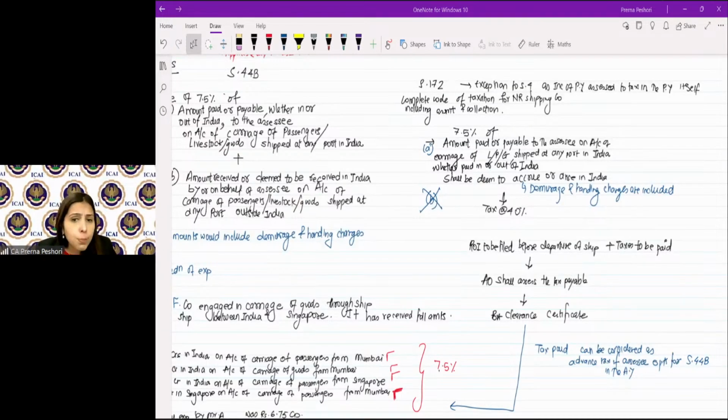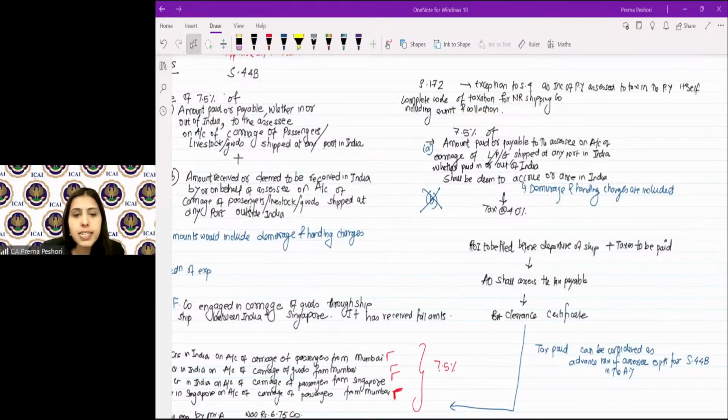Is there any conflict between 44B and 172? No, there is no conflict. You have to read it harmoniously. So 172 is only saying that before the ship leaves, you pay your assessment. You get your assessment done as per 172 so that tomorrow it should not happen that you do not come back to India and we have not even collected the taxes. Clear? Yes or no, all of the students? Yes.